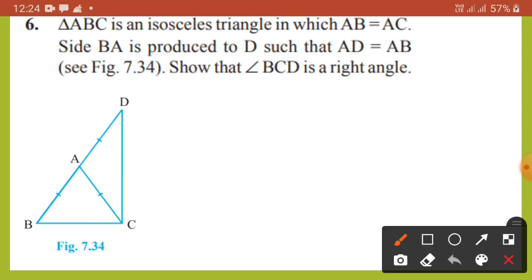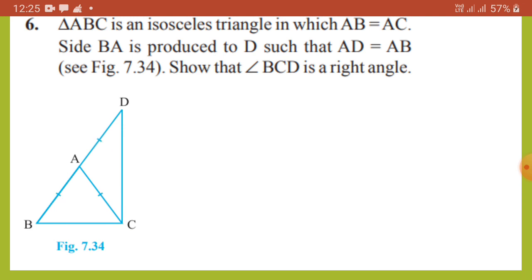Now question number 6. Triangle ABC is an isosceles triangle in which AB is equal to AC here. Side BA is produced to D such that AD is equal to AB here, so that angle BCD is a right angle.